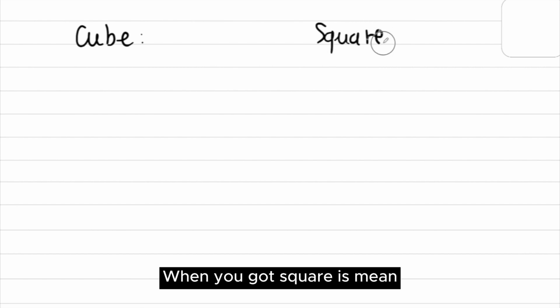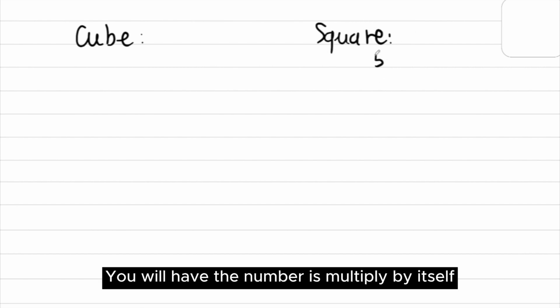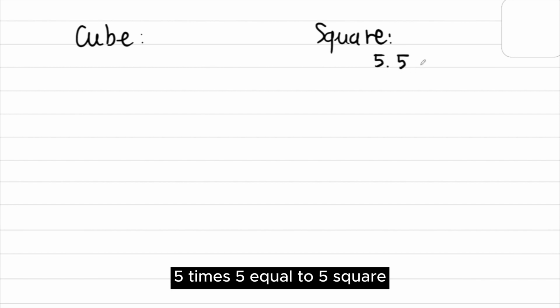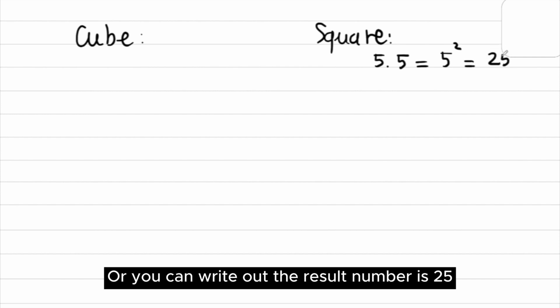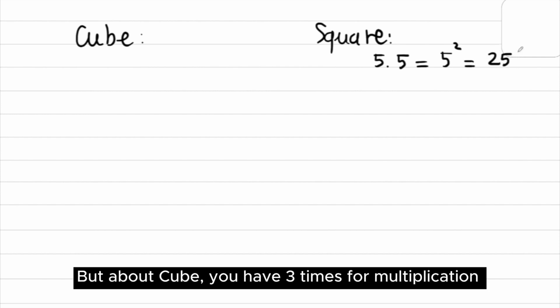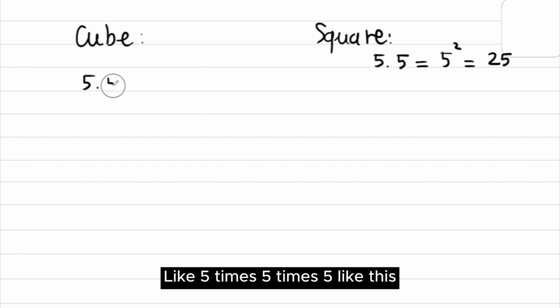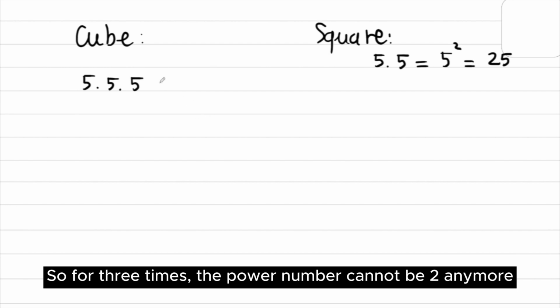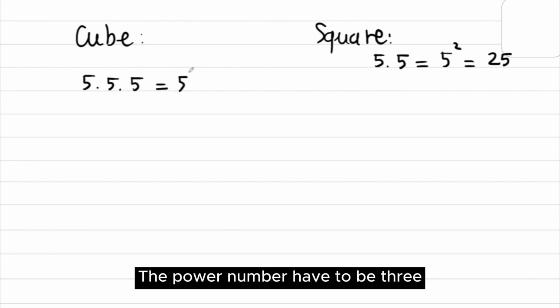When you have a square, it means you multiply the number by itself. 5 times 5 equals 5 squared, and the resultant number is 25. But for a cube, you have 3 numbers in the multiplication, like 5 times 5 times 5. So for 3 times, the power number cannot be 2 anymore. The power number has to be 3. So you call this one cube, 5 cubed, which means 5 times 5 times 5.